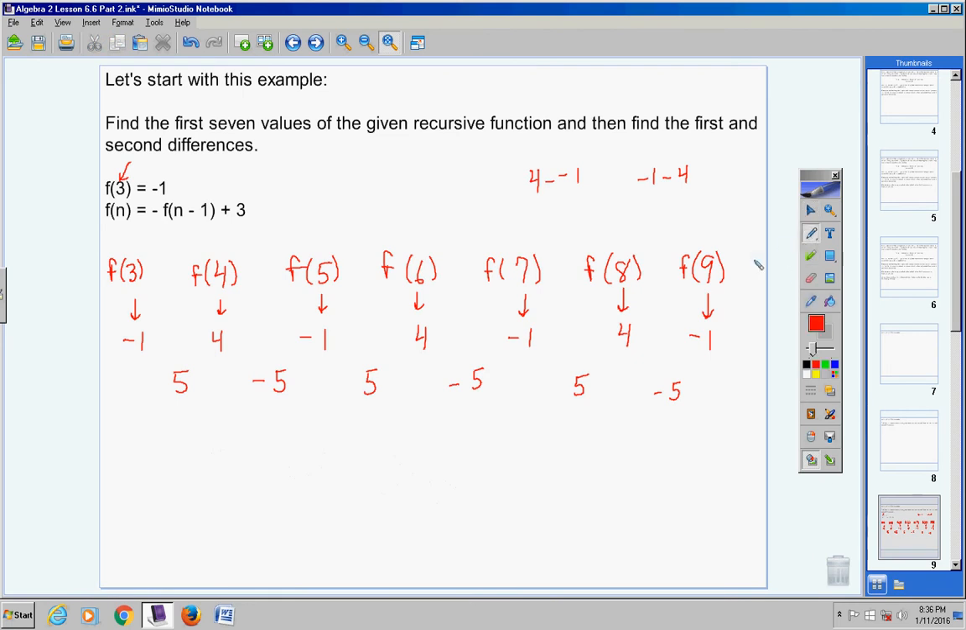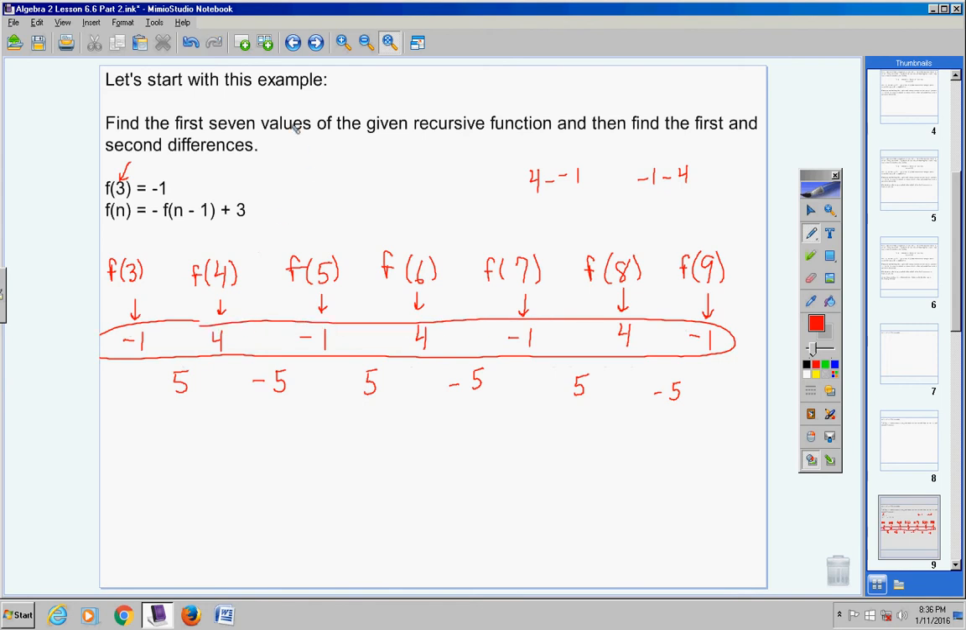Now, notice how I wrote the differences in between. Like I subtracted these two numbers, I put the 5 right in between it. The negative 5 right in between them. The 5 in between these two, the negative 5. That's how you do it. It's kind of like a pyramid going downward, okay, like this. So, this row right here is called your what? Your first 7 values. Got it?